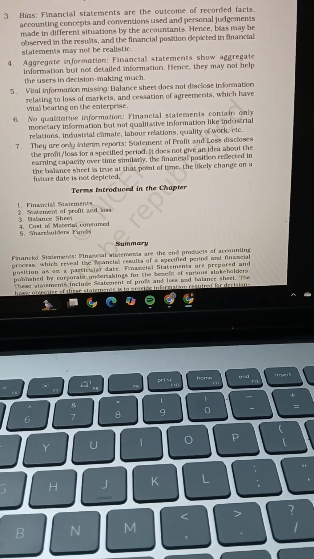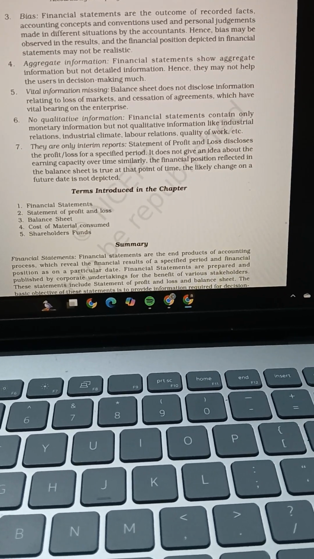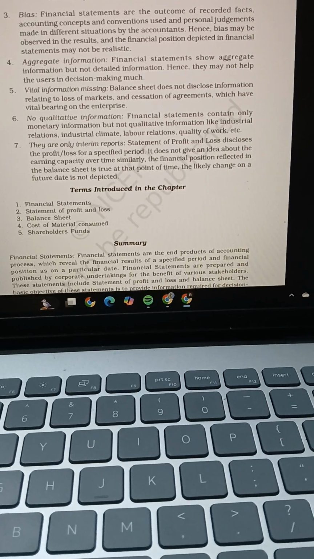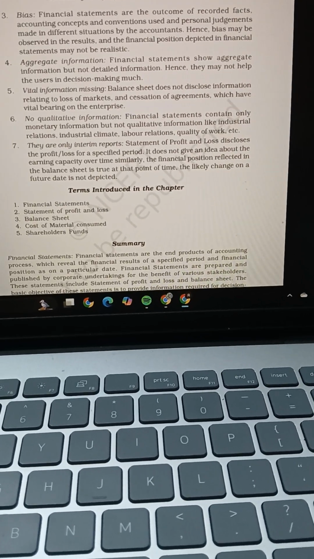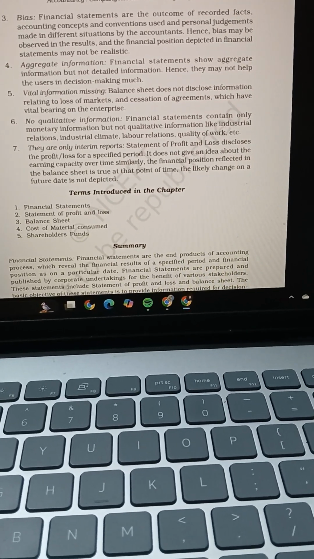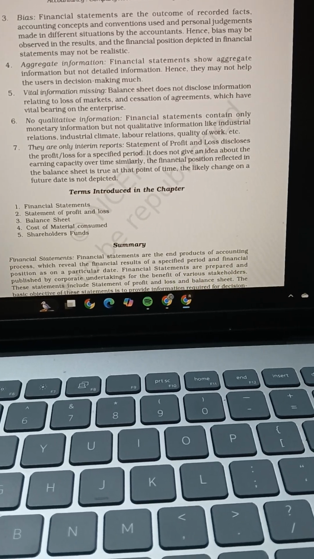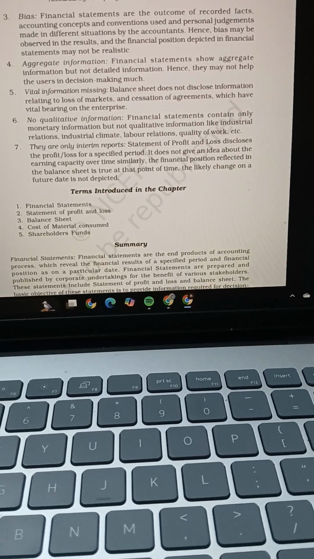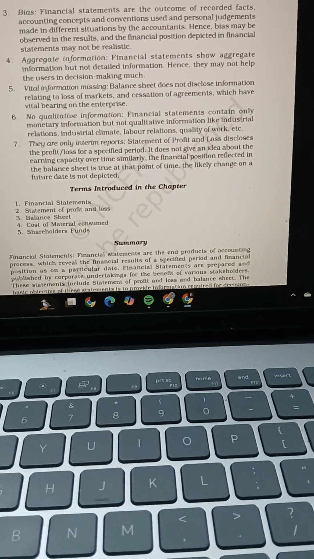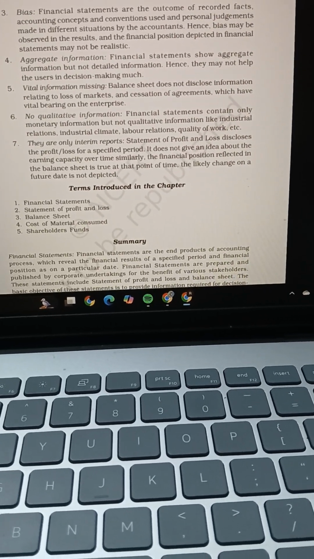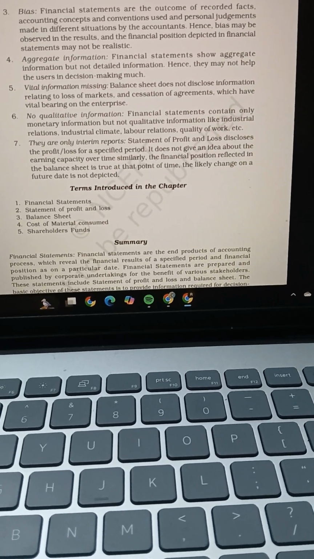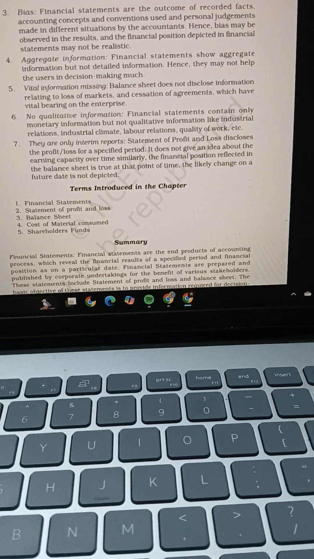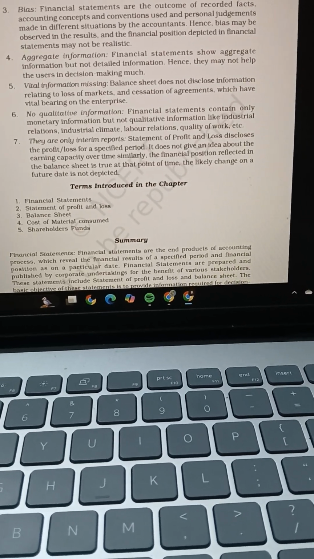Then the last one is that there are only interim reports. Interim reports means reports prepared between two accounting dates, two balance sheet dates. The statement of profit and loss discloses the profit or loss for a specific period, which does not give an idea about the earning capacity over time. Similarly, the financial position reflected in the balance sheet is true at that point of time. Likely change in the future period is not shown.